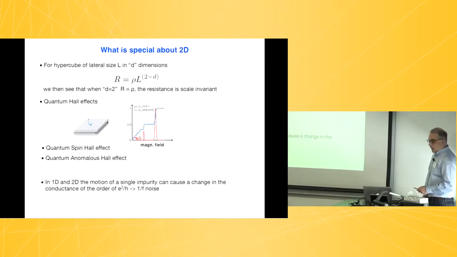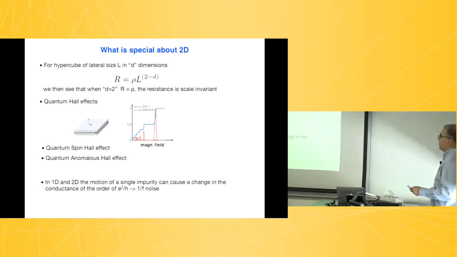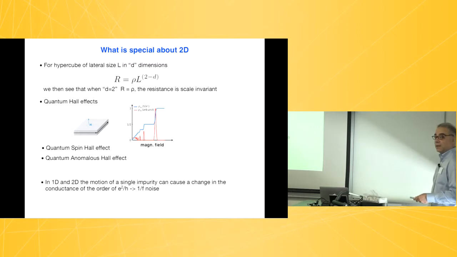Okay, so why do we need to think about 2D in a different way? Is it any different than 3D? Yes, the first thing that you notice is that you calculate, for example, the resistance using the standard formula for a hypercube in dimension d. Then you see that something funny happens in 2 dimensions. This exponential basically becomes 0, so that the resistance scales exactly as the resistivity.